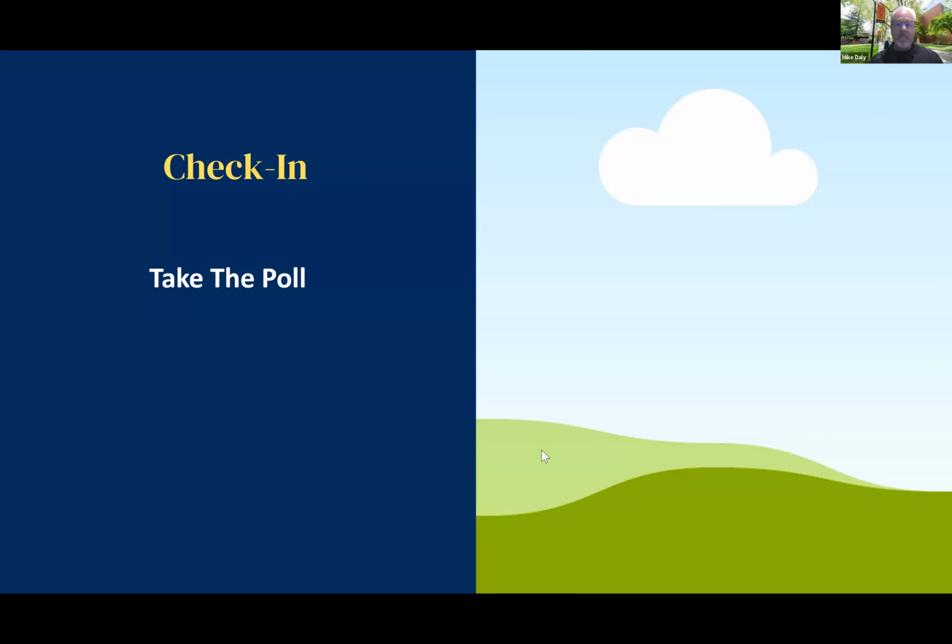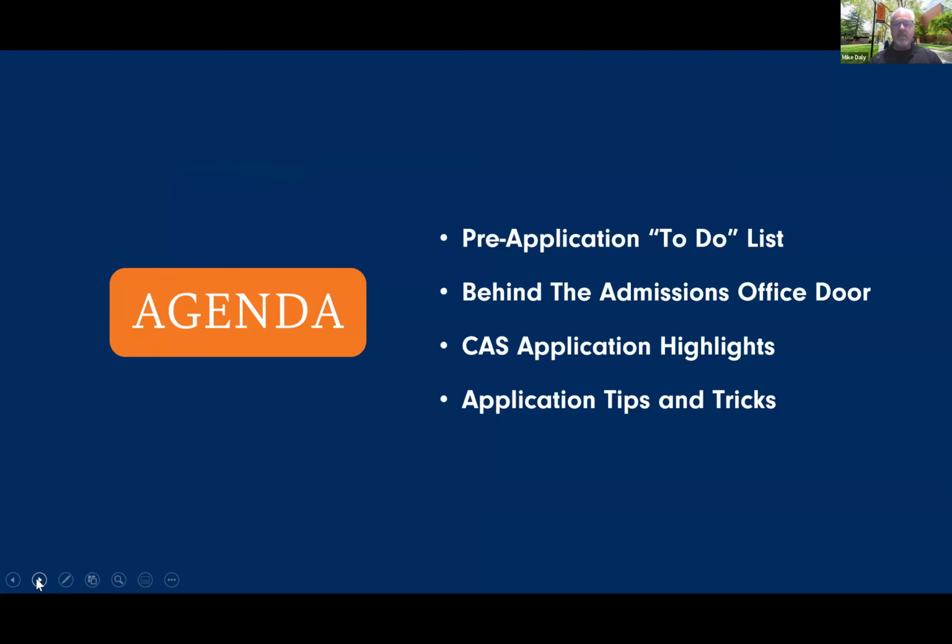So let's move forward after that little check-in. I'd like to share with you our agenda, some of the main topics that I'll be talking to you about this afternoon. First is a pre-application to-do list. It's not an exhaustive list, but it's some main points that you might want to keep in mind as you're starting to prepare for your graduate school journey.